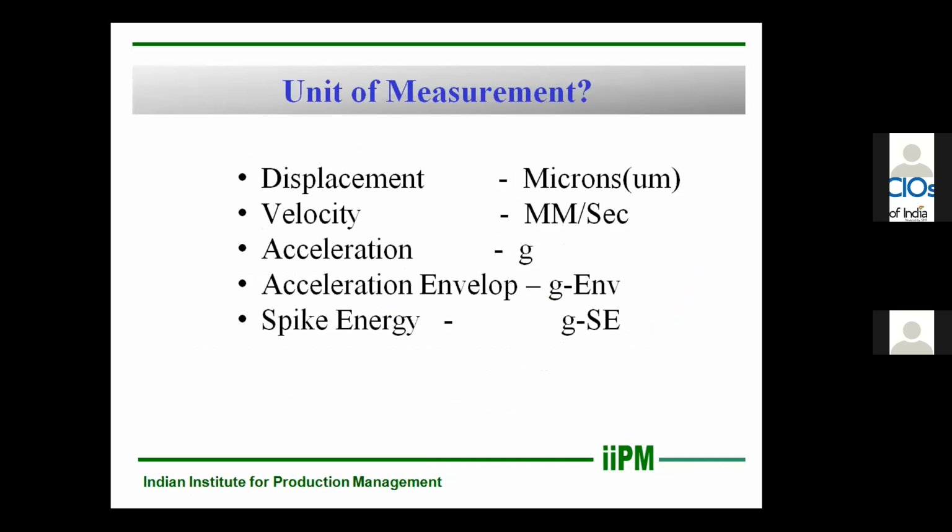Then what are its units? Because this is a very important thing. Suppose you have got information from the online system, or you have taken a vibration reading from the instrument. You need to know what the units of vibration are. Generally, displacement is measured in microns, velocity in mm per second, acceleration in g, acceleration envelope in gE, and spike energy in gE.